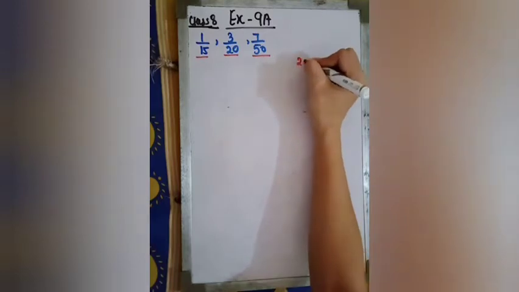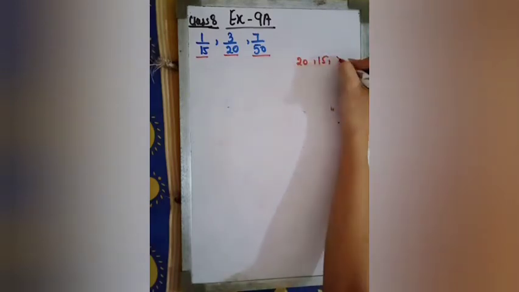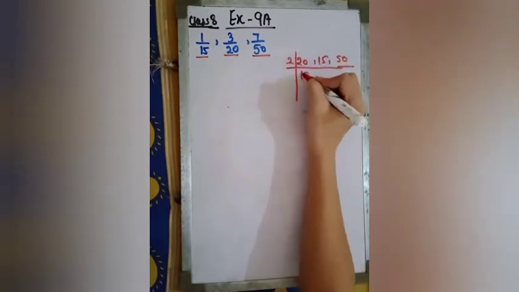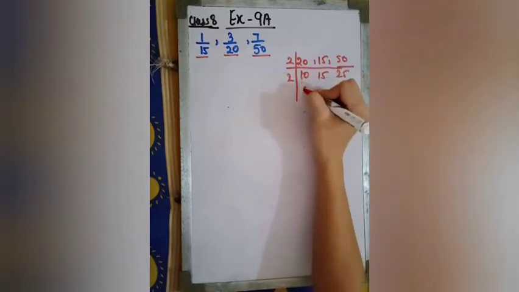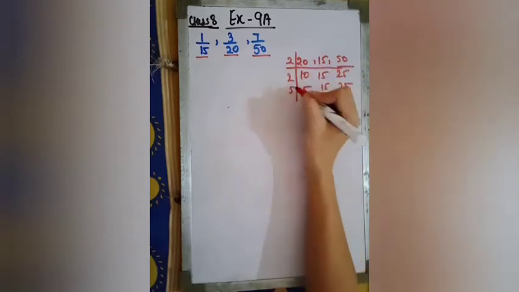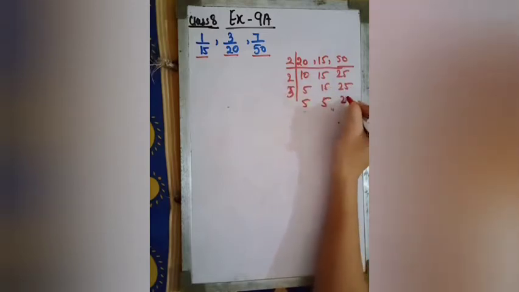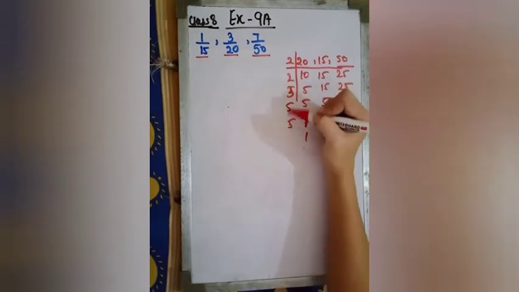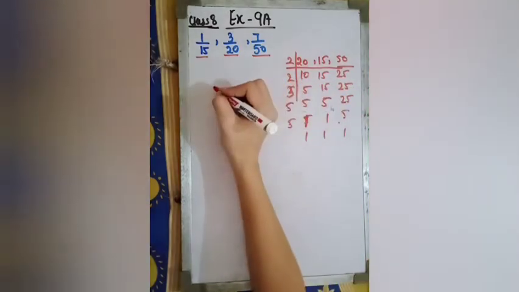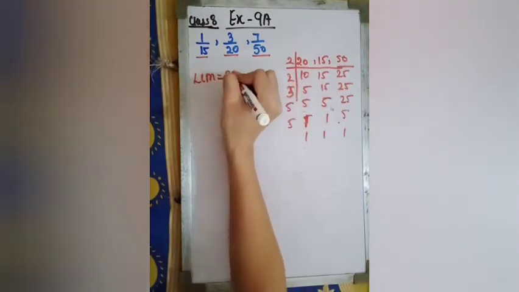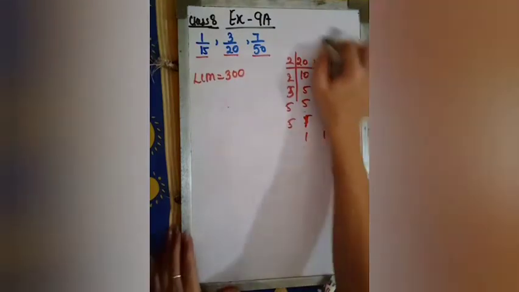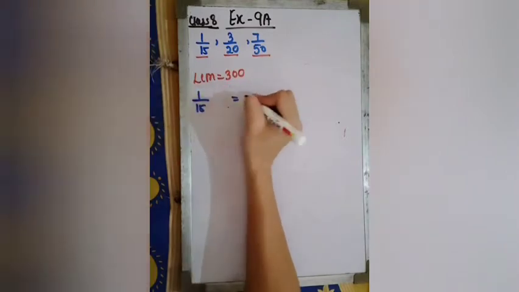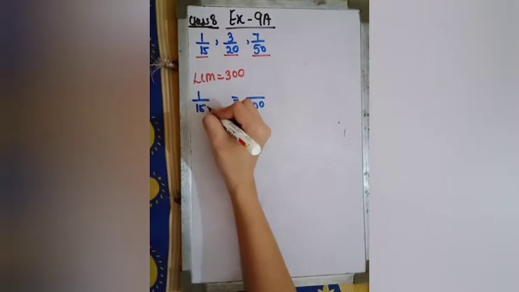So first take the LCM of 20, 15 and 50. Let's take their LCM. 5 2s are 10, 5 2s are 10, 10 into 10 into 3, it is 300. So the LCM of this is 300. Now you have to make the denominator of each number equal to 300. So we will multiply it with 20.